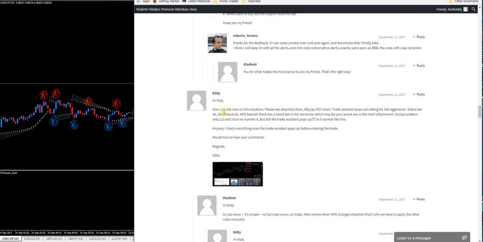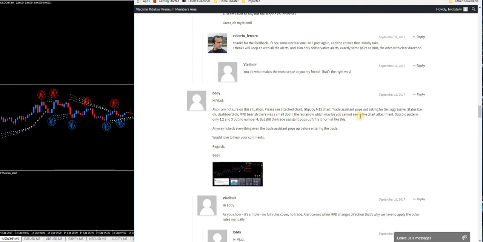Hey Vlad, also I'm not sure on the situation. Please see attached chart. GBP Japanese yen M15 chart. Trade assistant pops out asking for a sell. Aggressive status bar okay. Dashboard okay. MFD bearish. There was a small dot in the red arrow which maybe you cannot see in the chart attachment. Scorpio pattern only 1, 2, and 3, but no number 4. But still the trade assistant pops up.